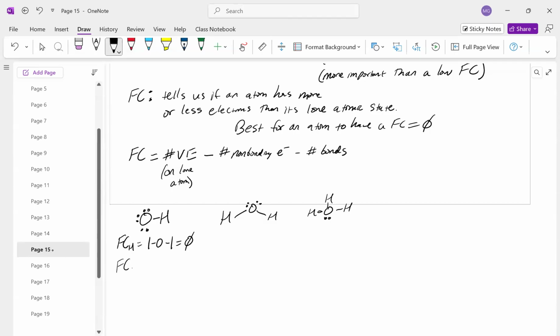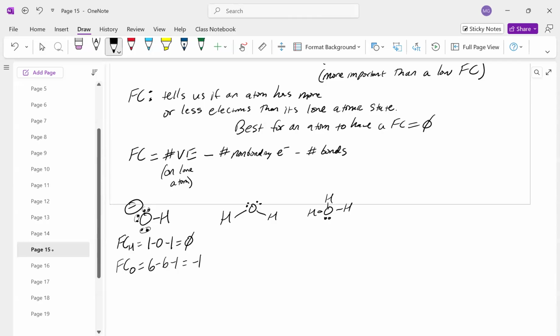Now, if I do the same calculation for oxygen, oxygen has 6 valence electrons. If I count the number of non-bonding electrons around it, there's 2, 4, 6. And then it's got one bond to it. And that comes out to a value of -1. And that basically tells you the formal charge is on the oxygen. So it tells you the negative charge is on the oxygen.